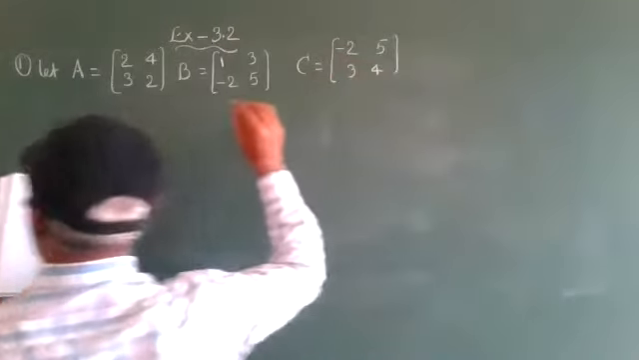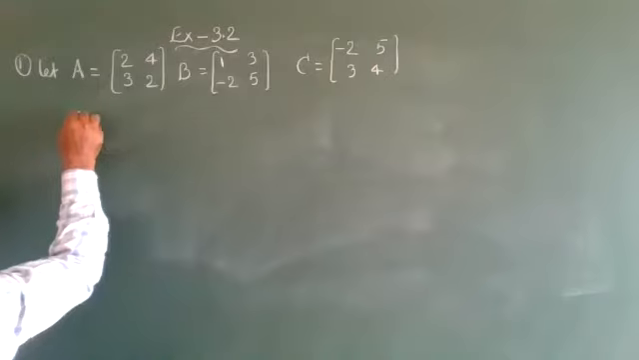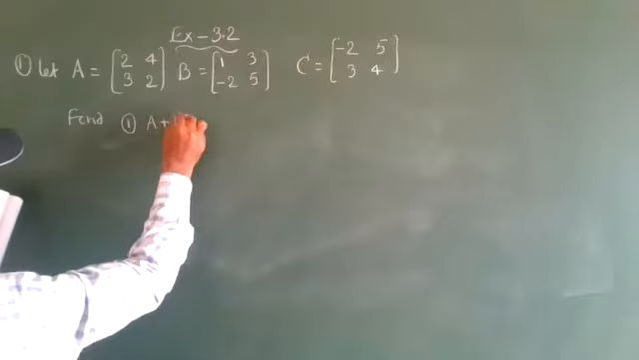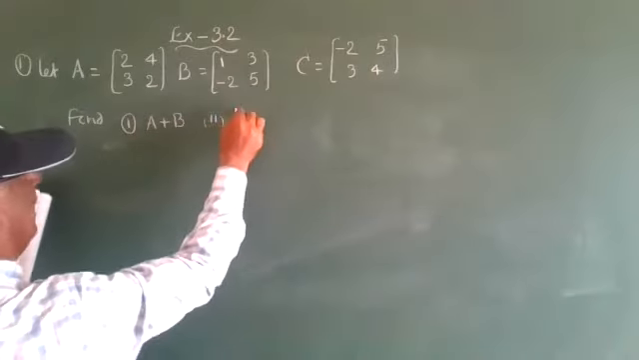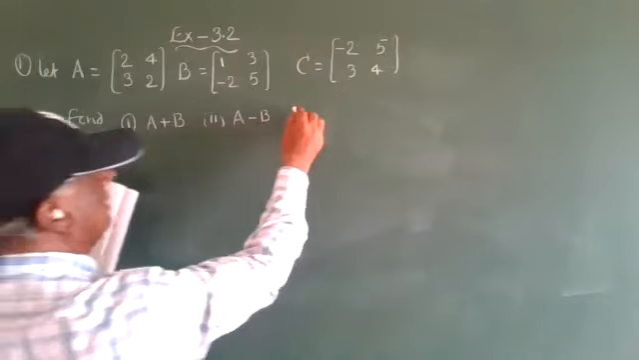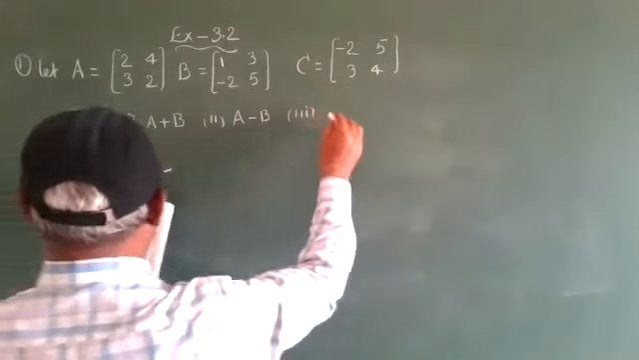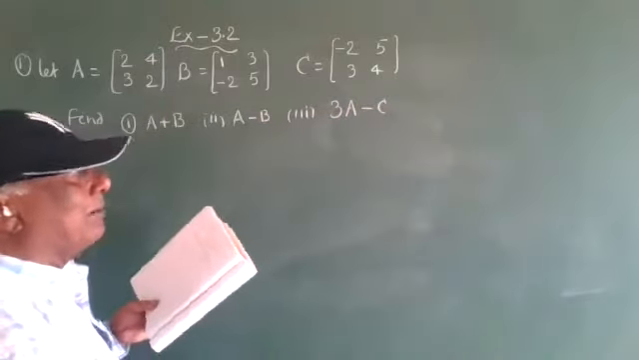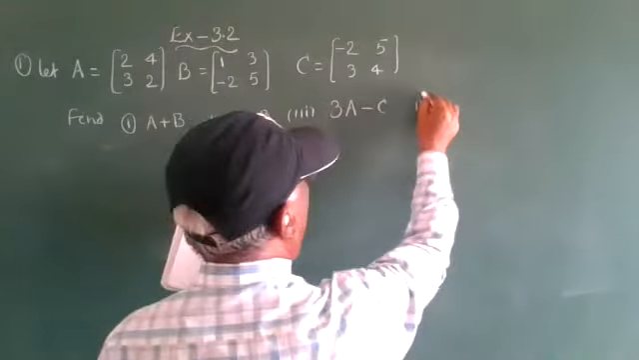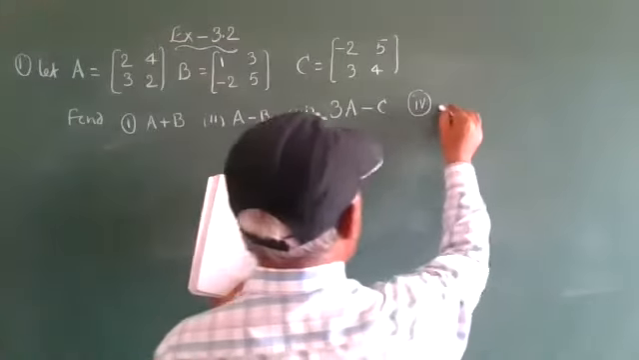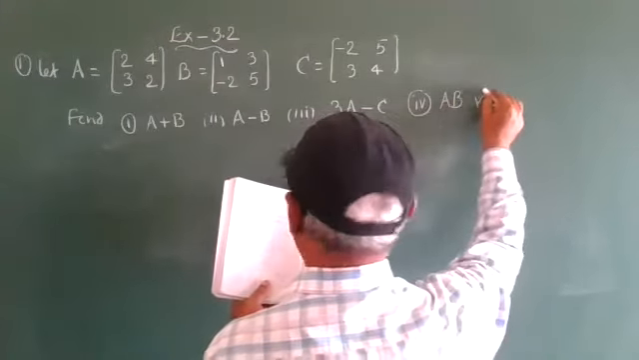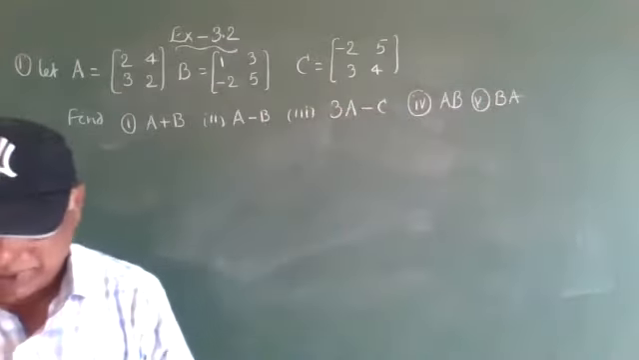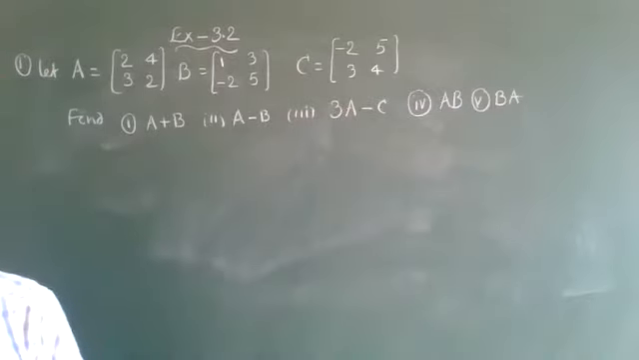What we have to find: the first bit is A plus B addition. Second bit is A minus B subtraction. Third bit is 3A scalar multiplication, then subtraction. Fourth bit is AB multiplication. Fifth bit is BA multiplication. We can do it fast. All bits I will write on the board. Everyone do it fast.